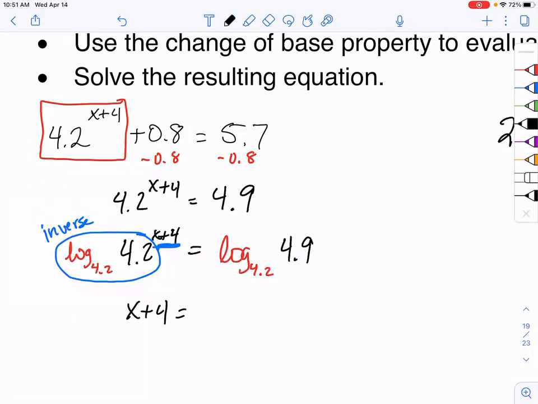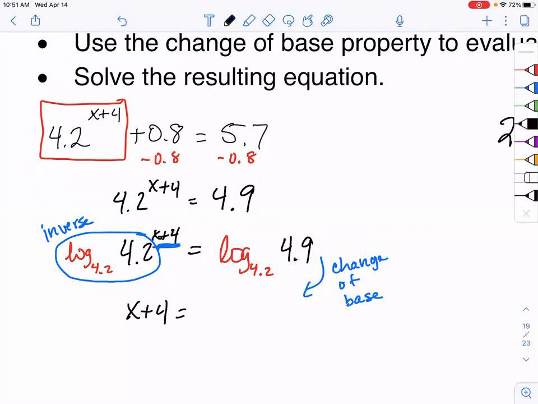Let me tell you what we don't do. We don't divide both sides by 4.2. We have an exponent, and division is not the inverse of exponent. What do we do on the right-hand side of this equation? We can calculate that thing. We just learned how to calculate that thing, didn't we?